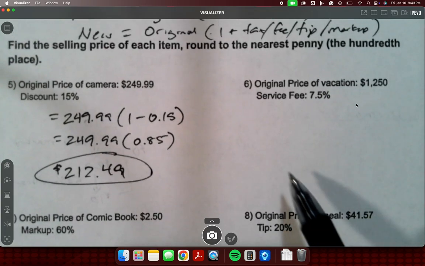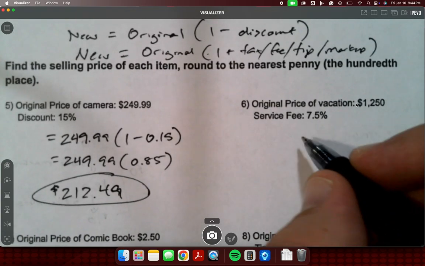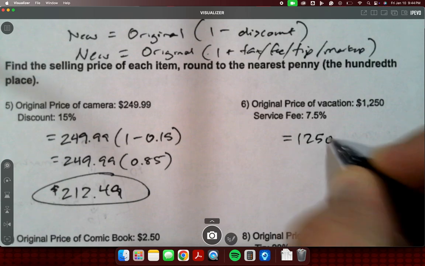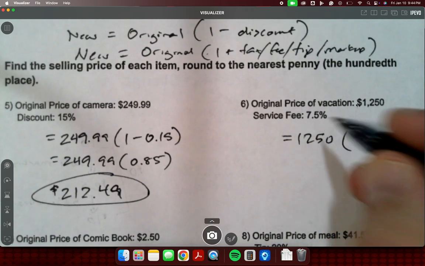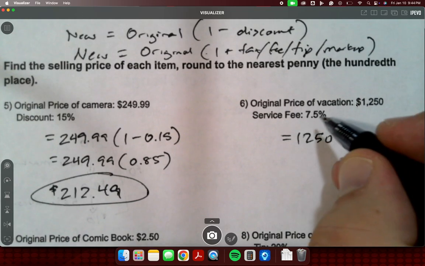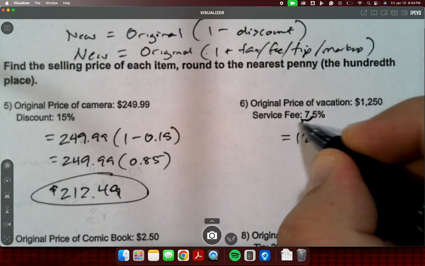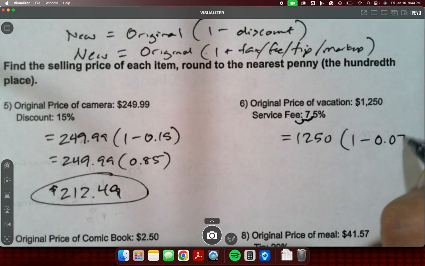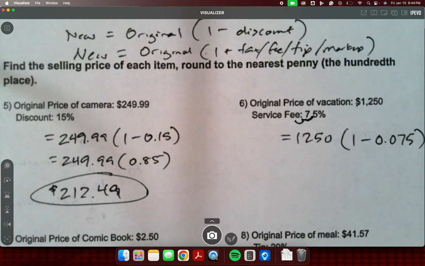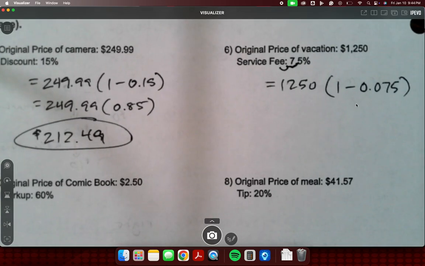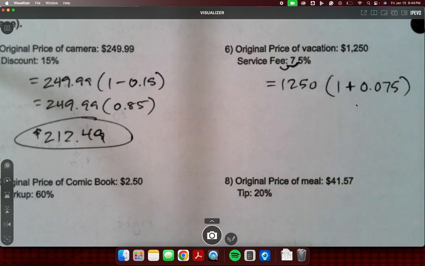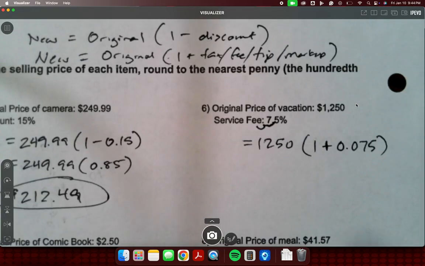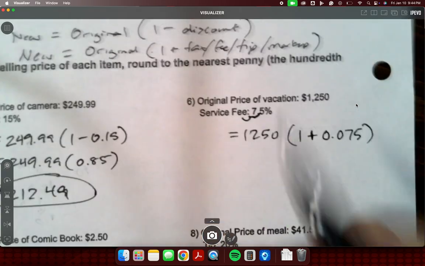Okay, original price of vacation. So we put original price after the equal sign. It's $12.50, but they are going to charge a service fee of 7.5%. Sorry. So we change that to a decimal by moving it over 2 places. We say 0.075. Oh, I said minus. That's my mistake. A fee adds on to the cost, so I should say plus right here. So make sure you remember, only the discount gets subtracted. The rest get added.